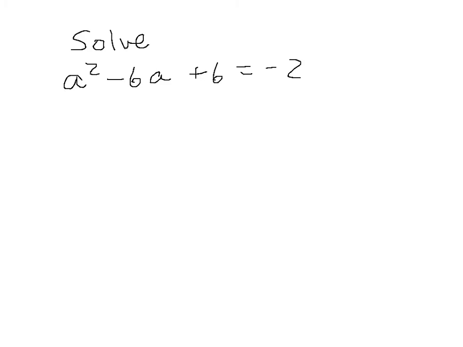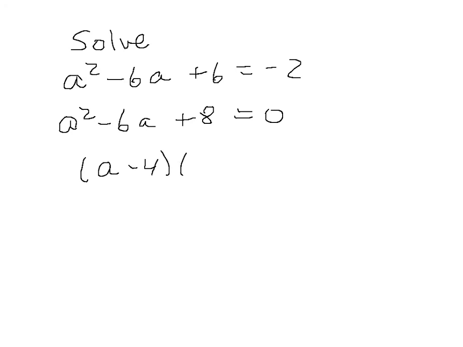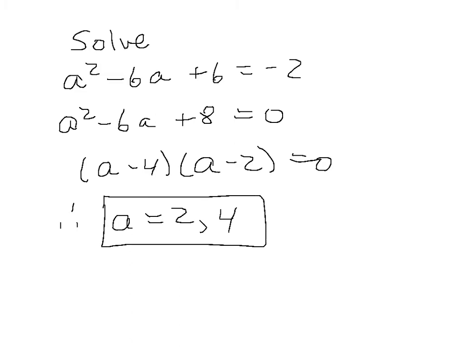Alright, so here's another one. Suppose we're solving this. Now, very, very important for you to notice that we don't have 0, and so we can't use the zero product rule. So we always want to get 0 on this side when we're solving these equations. So if I add 2 to both sides, I get a squared minus 6a plus 8 is equal to 0. It factors like this: a minus 4, a minus 2 is equal to 0. So therefore, a is equal to 2 or 4. 2 solutions because the degree was 2.